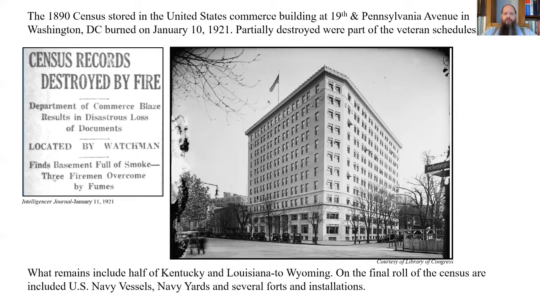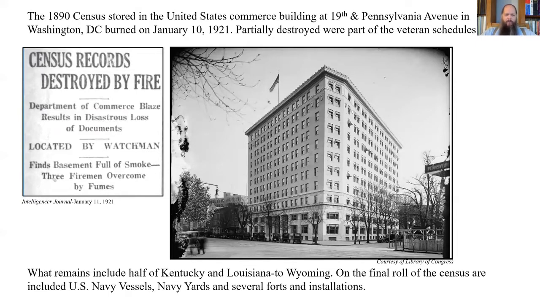What did, however, also burn was a partial destruction of the veteran schedules, which did survive, but only partially for part of the states. I will get into those a little bit later. You can see an article here from the Lancaster County, Pennsylvania Intelligencer Journal, dated the day after on January 11th, 1921, and the header of that article telling us that the census records were destroyed by fire. Again, what remained was the veteran schedule.